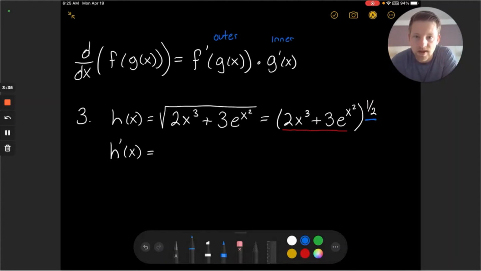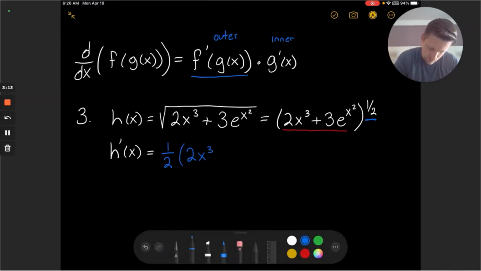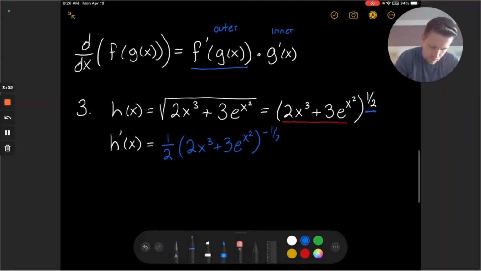So f prime of x evaluated at g. We'll do this in blue. Well, I want to take that outer power, bring it down as a multiple, and raise the rest of the stuff to the n minus 1. So all the rest of the stuff, that inner function, I'm going to raise now to the 1/2 minus 1, which would be negative 1/2. So that is my outer derivative evaluated at g.